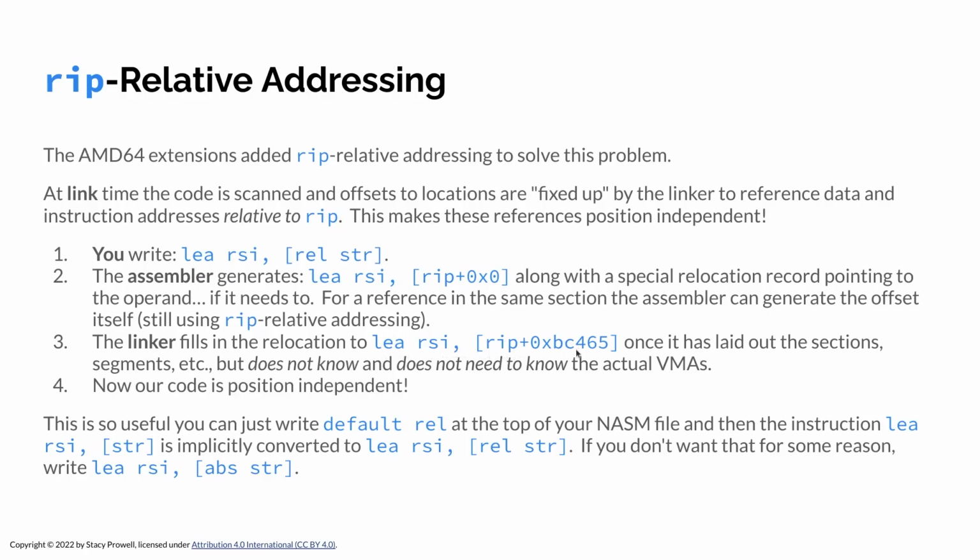The linker then fills in the relocation, so now it looks something like this maybe. LEA RSI, RIP plus a particular fixed offset to somewhere inside the ELF file once it's laid out the sections. But it doesn't know and doesn't need to know the actual VMAs, right? I just need to know one real address, and then the offset that I add or subtract will give me the final real address of the thing I want. And in this case, the real address that I know is RIP. Right, because I know that at runtime, and then I add this offset. Our code can now be position independent. This is so useful that if you want everything to be done that way, you can just write default rel at the top of your file.